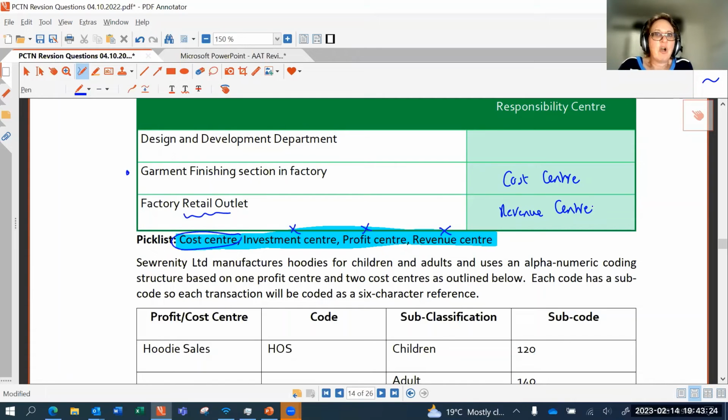It's like the factory shop on the site, and these are the tracksuits that need to be sold, and therefore these are the tracksuits that go into the shop, and these are the things that we sell. So the manager of that shop is going to be judged on how much they can sell. So I'd have that one as a revenue centre. Excellent.